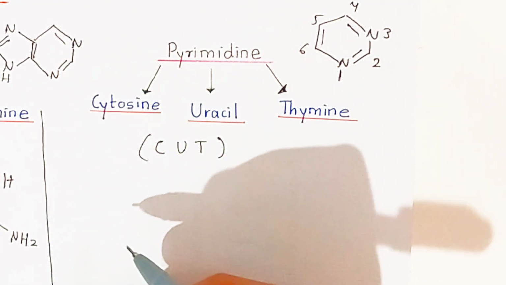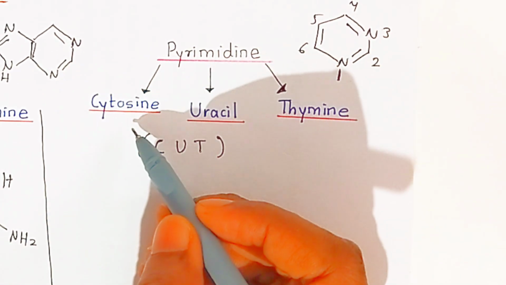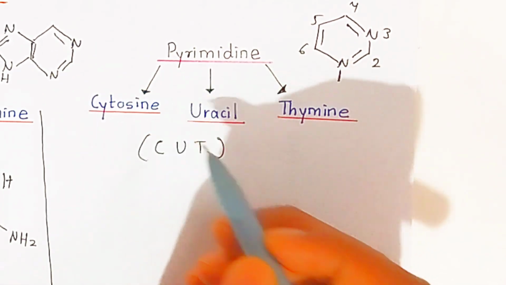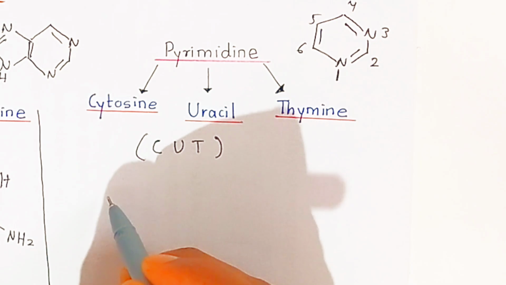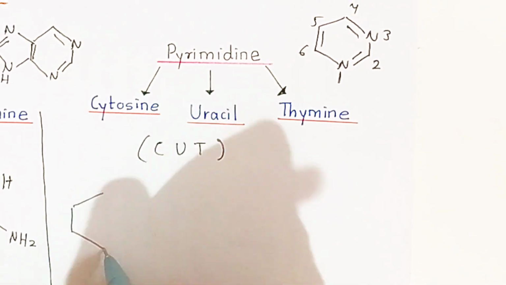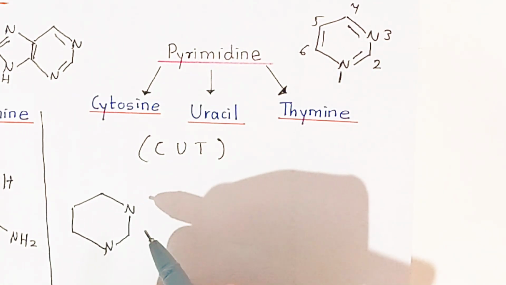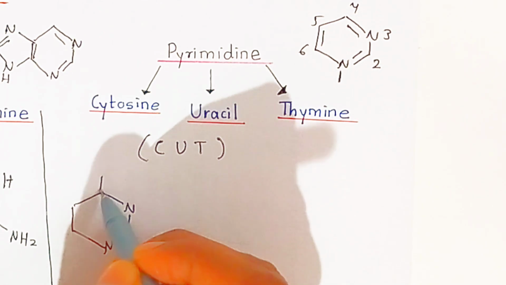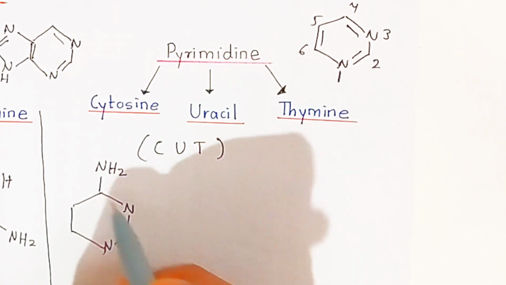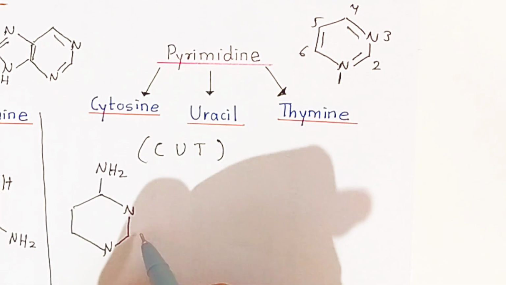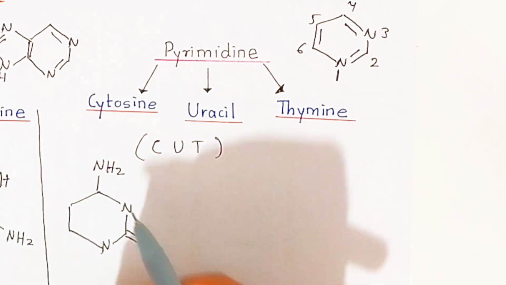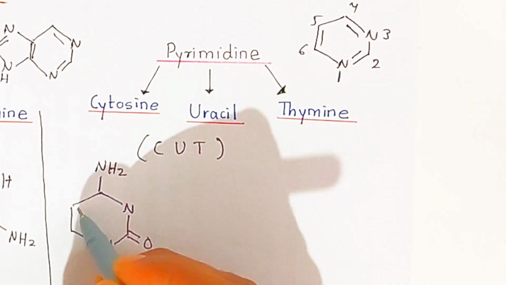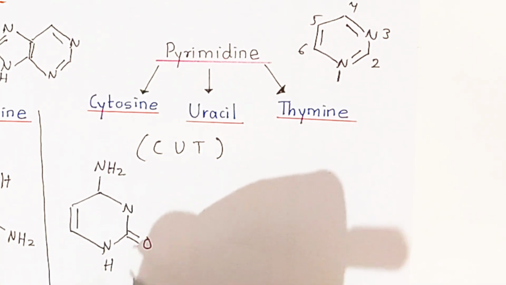Okay, students. Now if you want to draw the structure of cytosine, what will be the possible structure? First you draw the pyrimidine ring, students. If you want to draw the cytosine structure, here will be the NH2, which is attached to the 4th carbon, and there will be the carbonyl. Now complete the other valency, students. So this is the structure of cytosine.